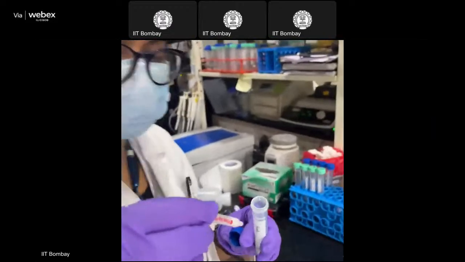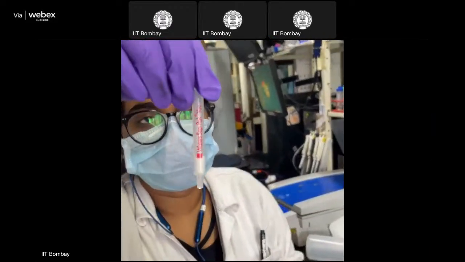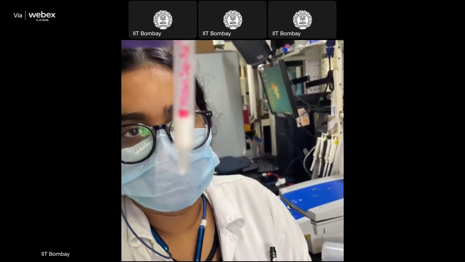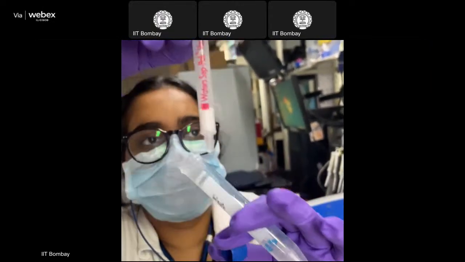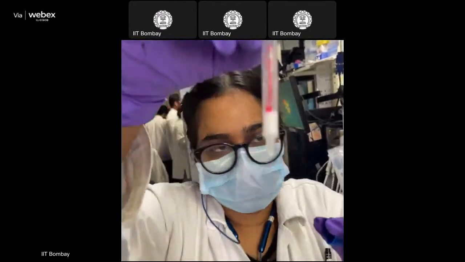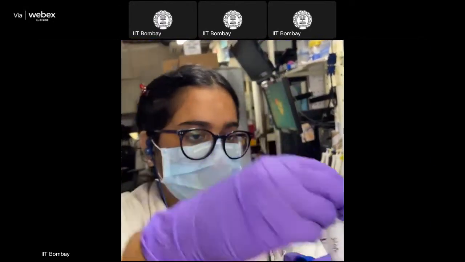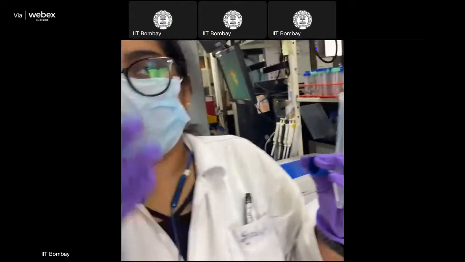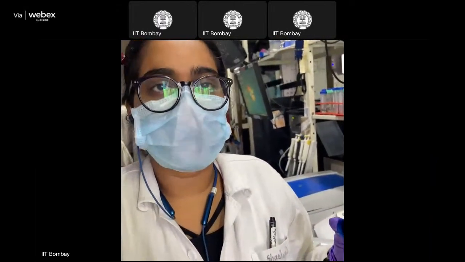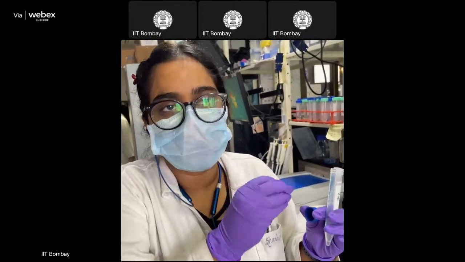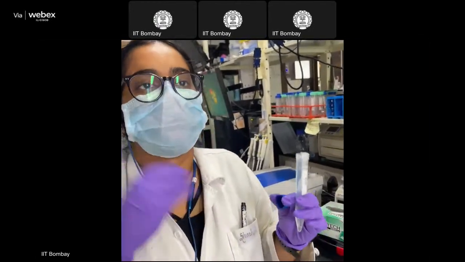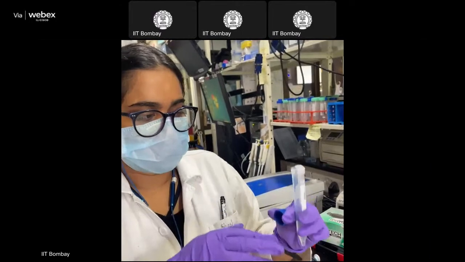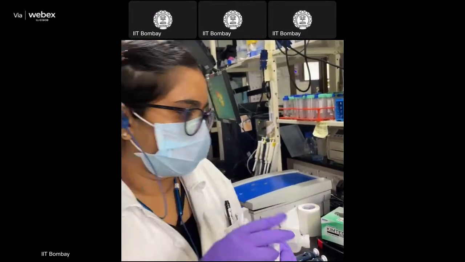Here we are using commercial columns, which are spin columns. You can see this white part is the C18 material, which can be used for desalting. We pass our sample through this column. Our peptides will bind to the column, and all the salts and the unnecessary material that we don't want will be washed out.